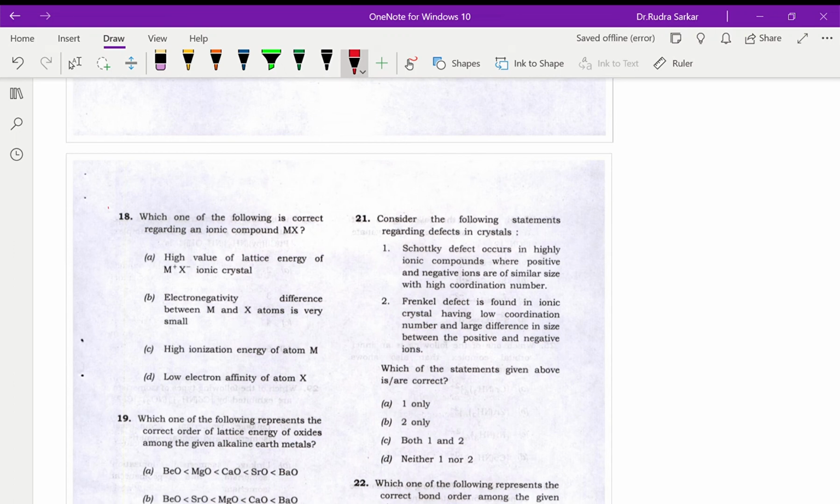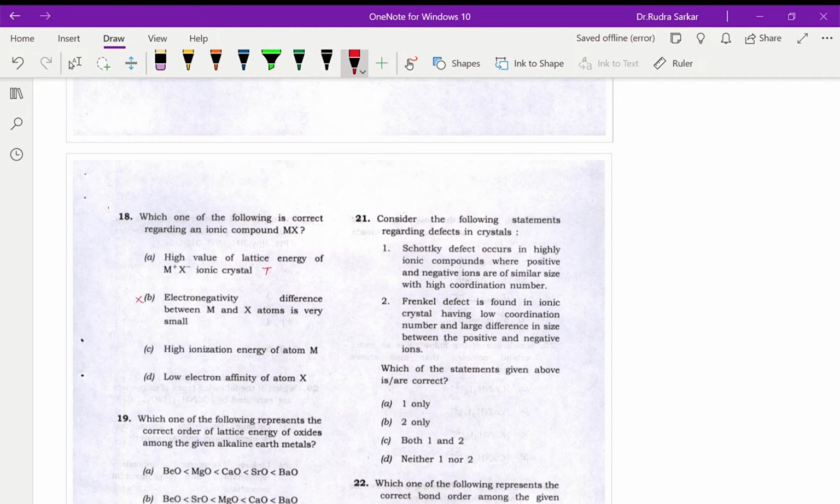Which one of the following is correct regarding an ionic compound MX? High value of lattice energy of MX ionic crystal. This is true. Electronegative difference between them should be high and not small. If this is small, then it is a covalent compound. So this is a wrong option.